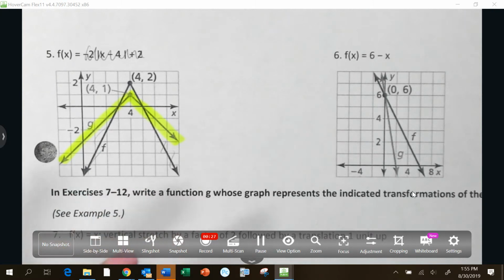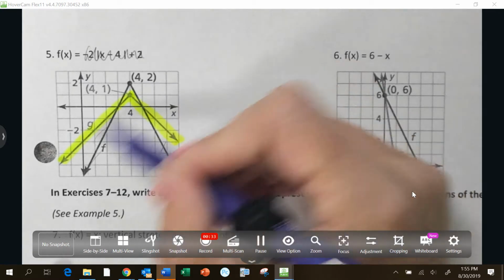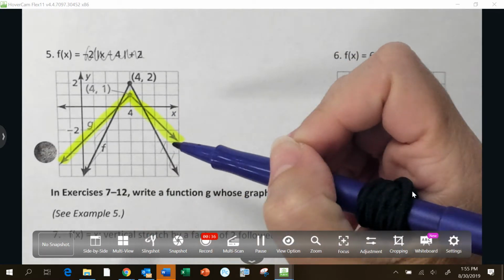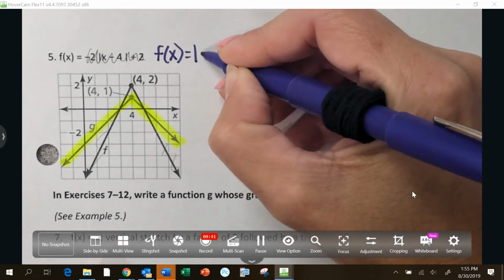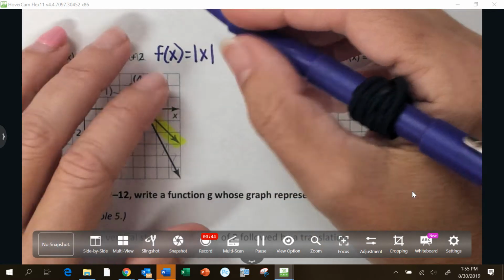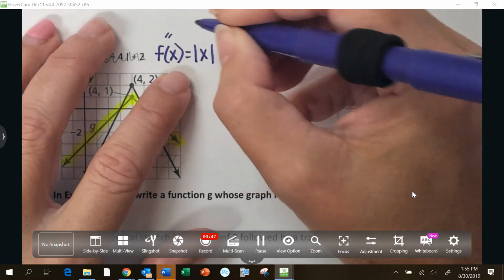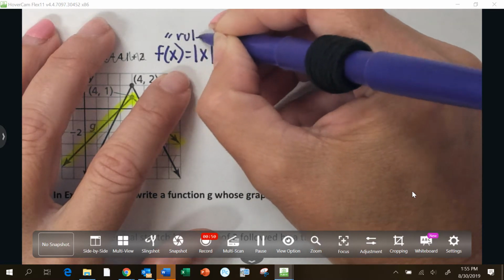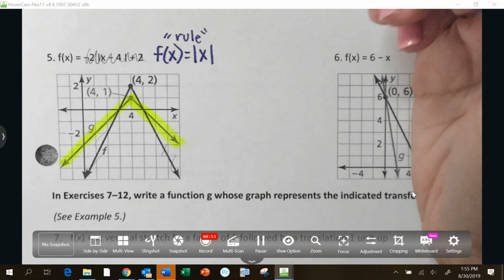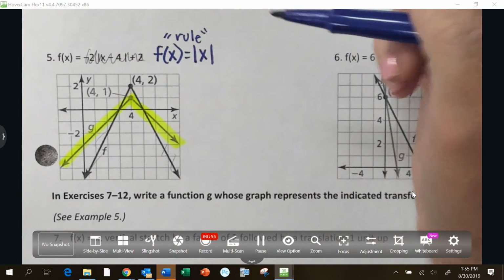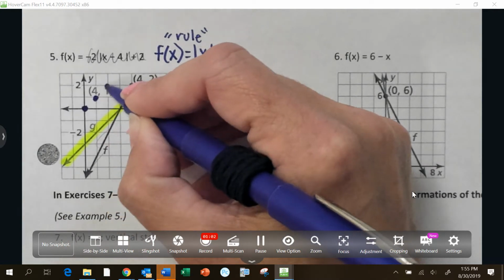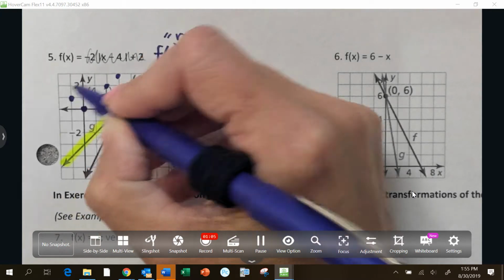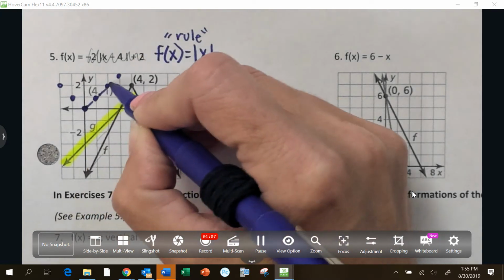Instead, I'm going to think about the parent function. What family does this graph belong to? Absolute value. And the absolute value parent function is absolute value of x, right? When you're doing your assignment today, you're going to see this. Instead of saying parent function, they call it rule, but it means parent function. So if you see the word rule, it's talking about the parent function. If I graphed the parent function, that's going to be at 0, 0, and then 1, 1, 2, 2, 3, 3. Or on the other side, negative 1, 1, negative 2, 2. That's my parent function there.